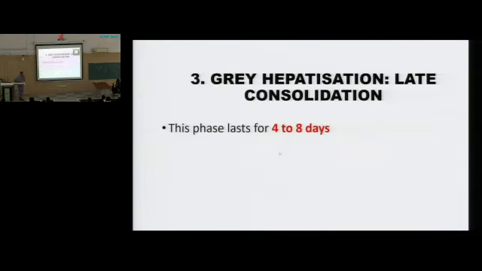Followed by the next step. What is the next step? Now there will be grey hepatization, that lasts for 4 to 8 days. So the first stage was initial congestion, that was for 1 to 2 days, followed by red hepatization, that lasts for 2 to 4 days. Now the third stage is grey hepatization. It lasts for 4 to 8 days.